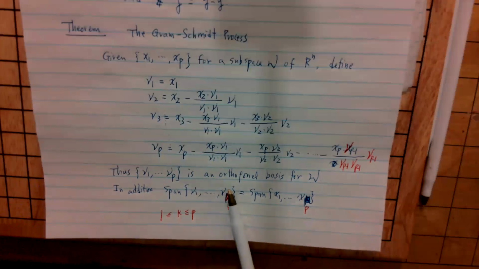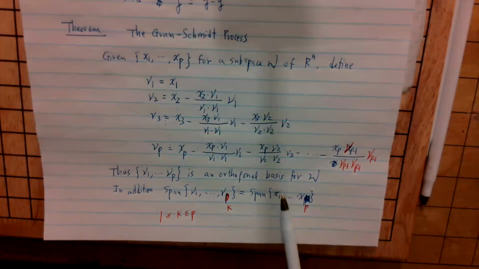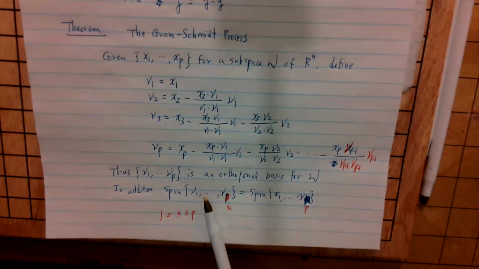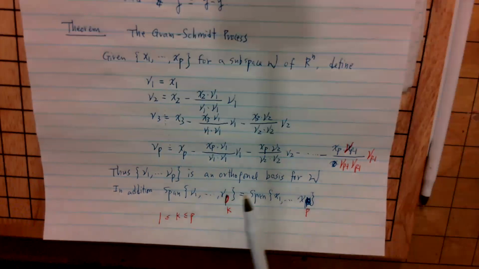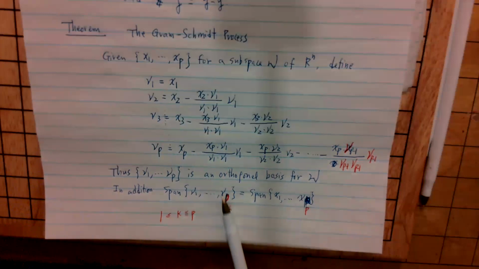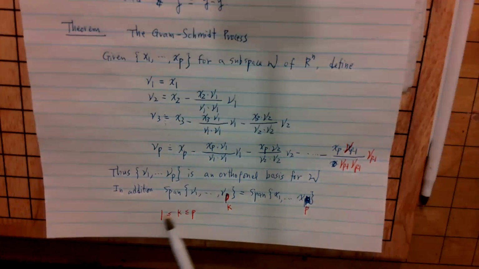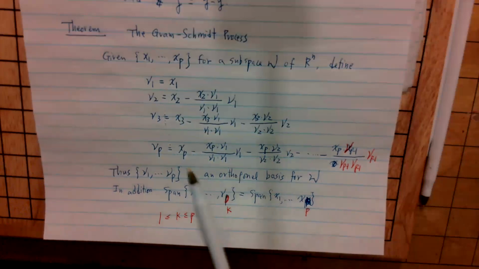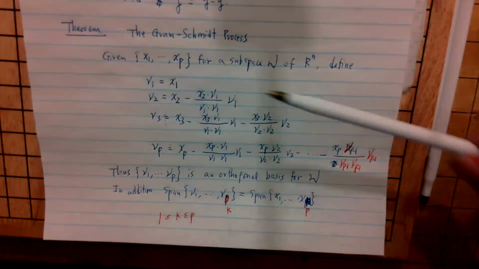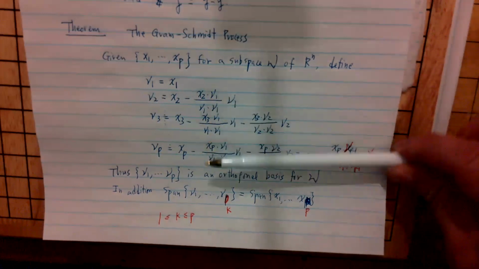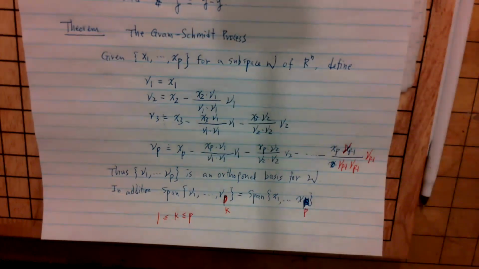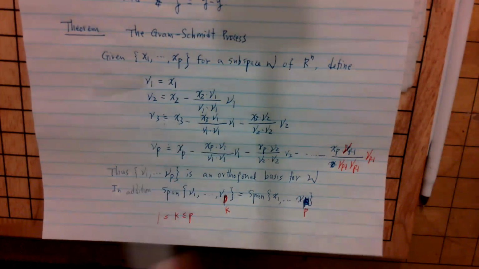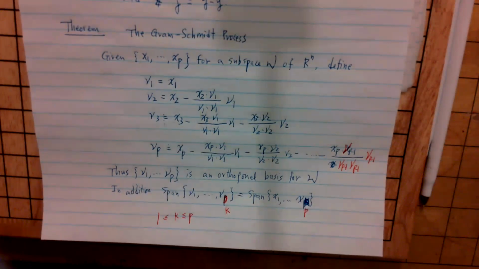And the span space will be exactly the same as the original span, but importantly, they are orthogonal, okay? And for any vector in the space, there is a unique representation. That's the idea, okay? This Gram-Schmidt process tells you exactly the way to construct an orthogonal basis, given different x1 to xp in the R^n space.